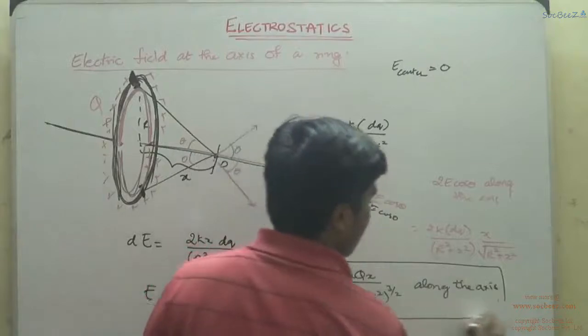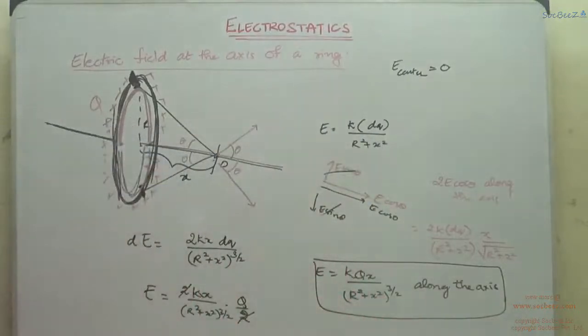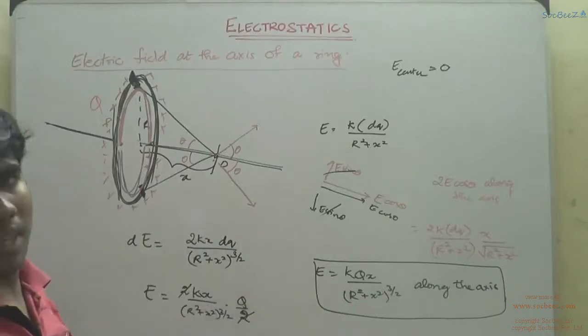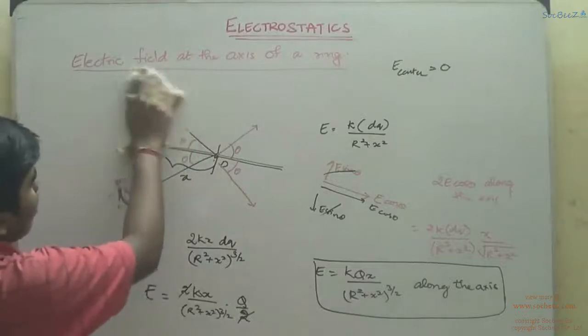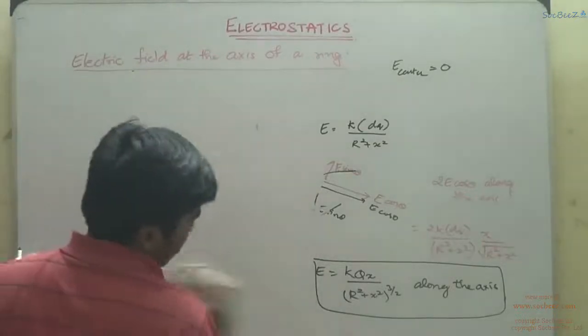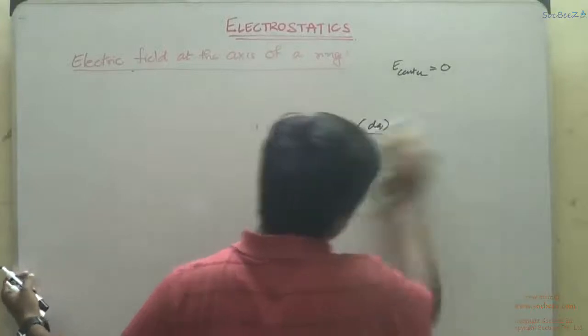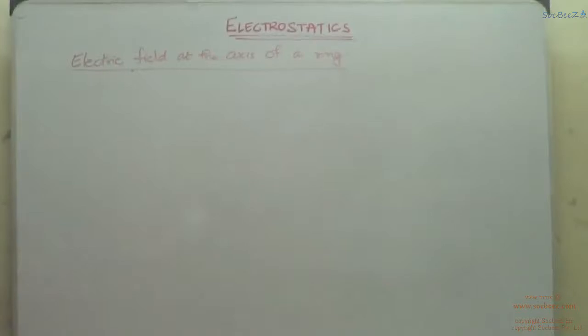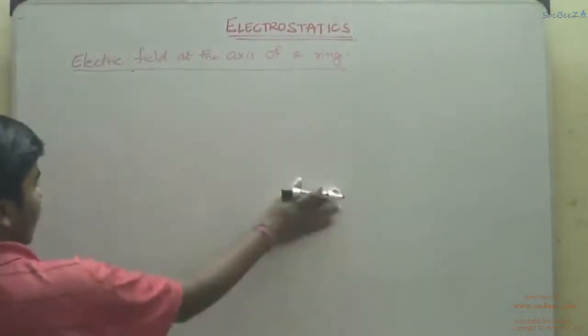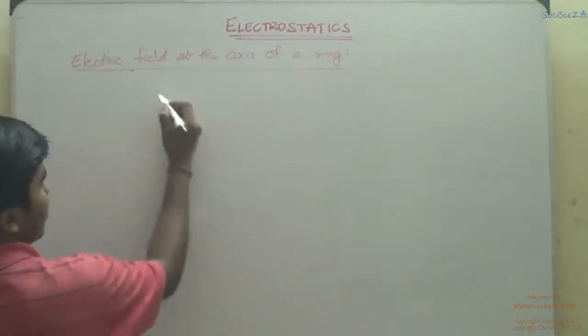This is an important result. Now there is a question based on this result which says: find the value of x for which this electric field becomes maximum. At which point does the electric field due to a ring become maximum? So it's basically a mathematics question. Before going to solve that question, let us analyze whether the expression we got is correct or not.